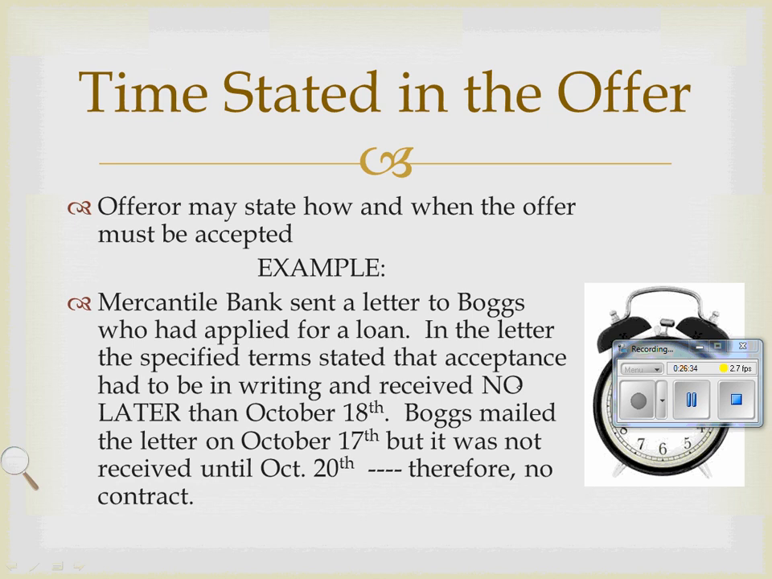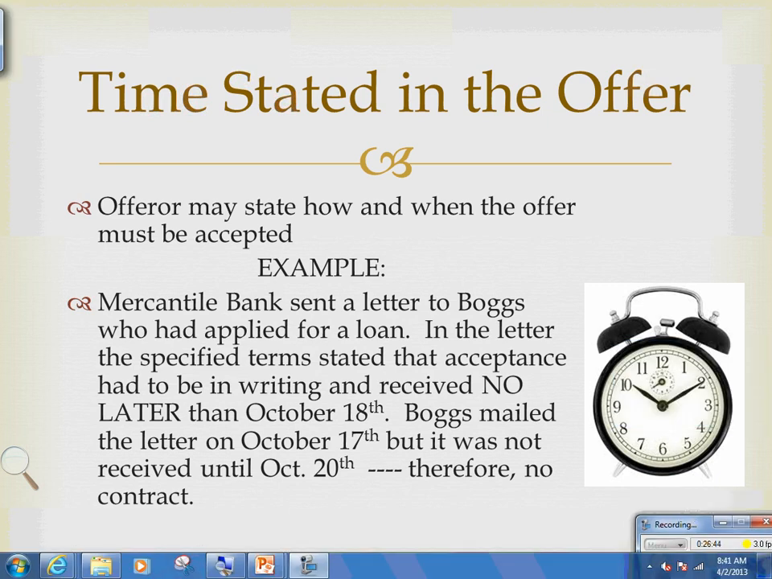Revocation. All right. So, time stated in the offer. The offeror may state how and when the offer must be accepted. The example here is the bank sent a letter to Boggs, who had applied for a loan. In the letter, they said that the acceptance had to be in writing and no later than October 18th. So it's very specific. Boggs mailed the letter on the 17th, put it in the mailbox on the 17th, but it didn't get there until the 20th. He's out of luck because it specifies that it has to be received no later than October 18th.